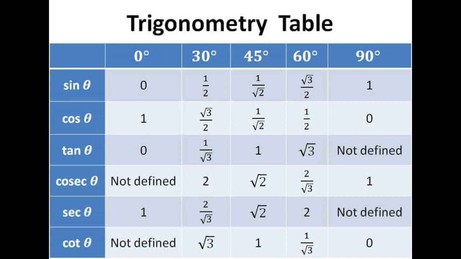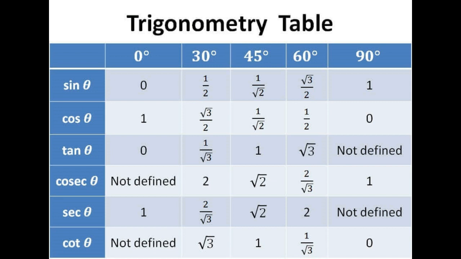And as you know, the reciprocal of sine is cosec, and the reciprocal of cos is sec. So remember the values of sine. Repeat this again: 0, 1 upon 2, 1 upon root 2, root 3 upon 2, 1. Now the reciprocal will be the values of cosec.